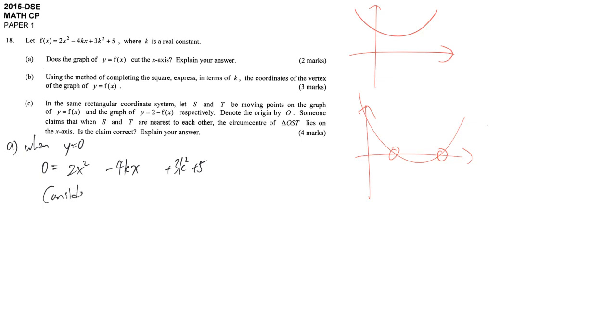Because we are not solving the equation anymore, we consider delta is equal to b squared minus 4ac. b here is negative 4k. a is 2. c is the constant without any x, so we are talking about two terms together: 3k squared plus 5.